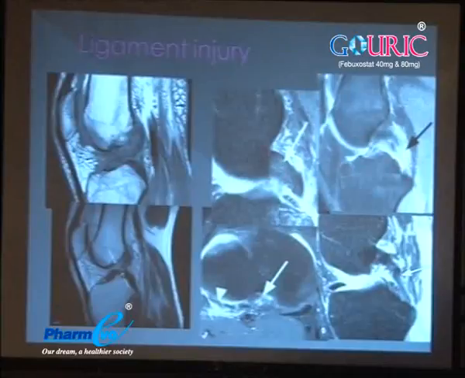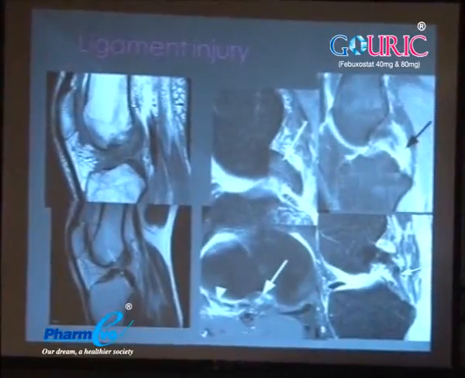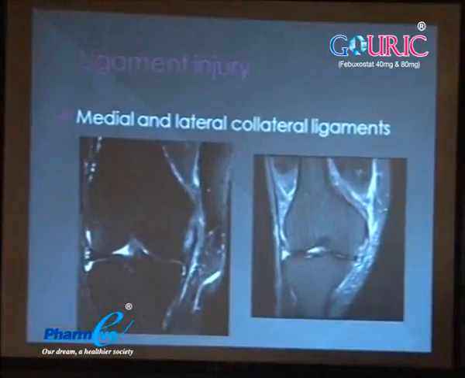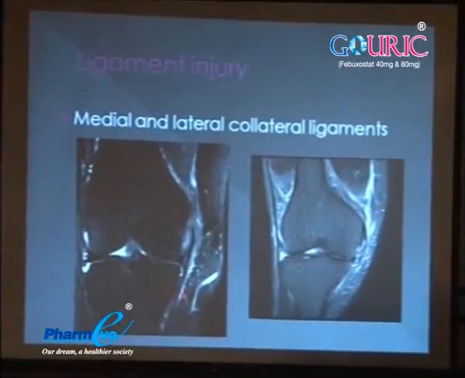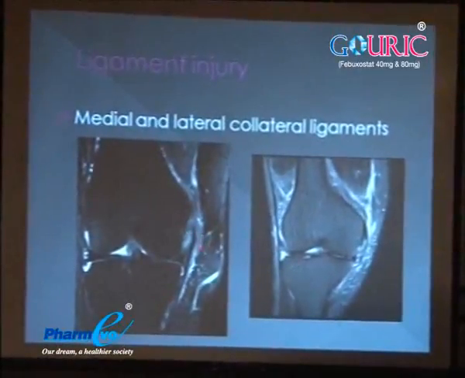And there you see a very high signal within this PCL, which means that this is torn. On the axial, that's the PCL, and you see that high signal area within it. That's a partial rupture of the PCL. And there, that's a chronic one, and you can see that the PCL is very lax. Ligament injuries. You see again a medial collateral ligament, and that's again another medial collateral ligament, which is bulky.